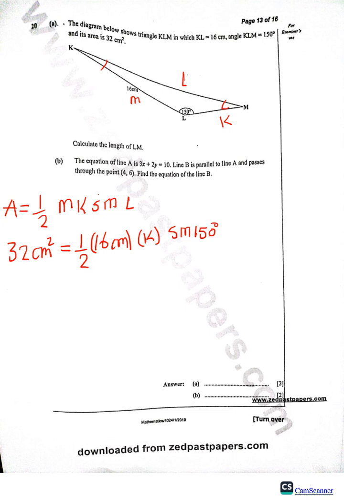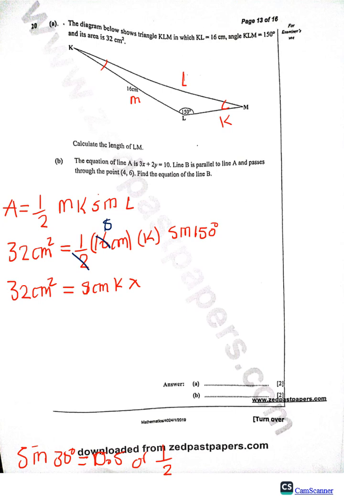Now here we can simplify. So 32 centimeters squared is equal to 2 here is 1, 2 here is 8. So we can see that we have 8 centimeters K times what is sine 150. So from the special angles, sine 30 is 0.5. 0.5 is the same as 1/2.